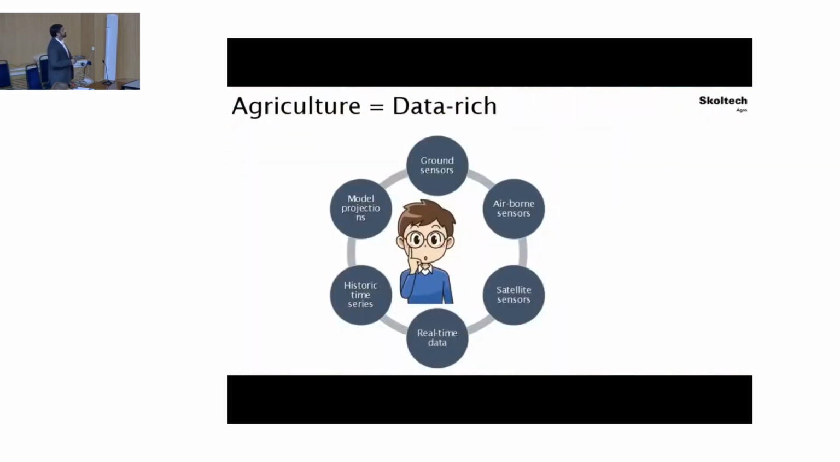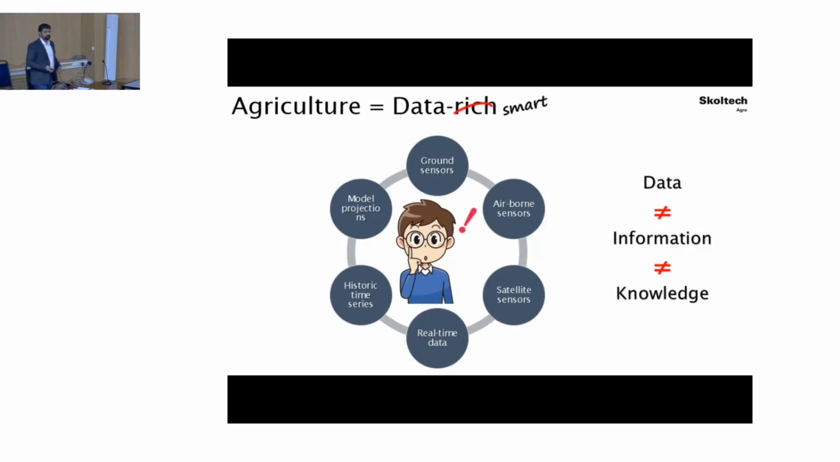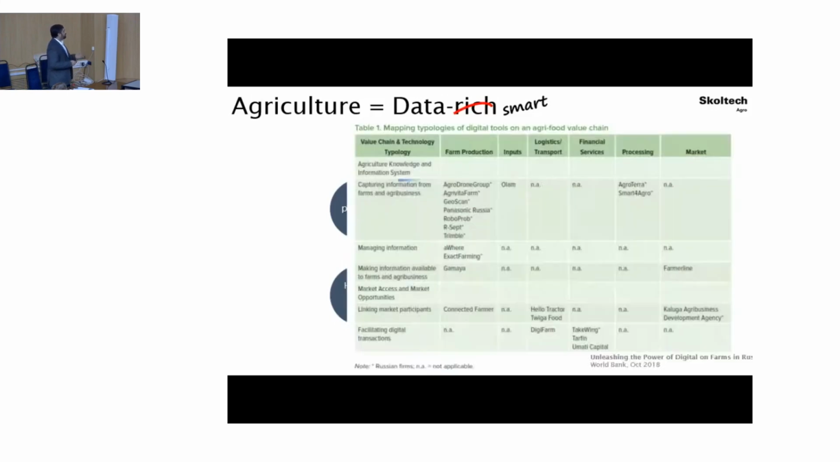So agriculture is becoming data rich, but data is not the same as information. Information is not the same as knowledge, right? We just have numbers. We're gathering numbers. So the emphasis now is on becoming data smart from data rich, right? So how do we do that?